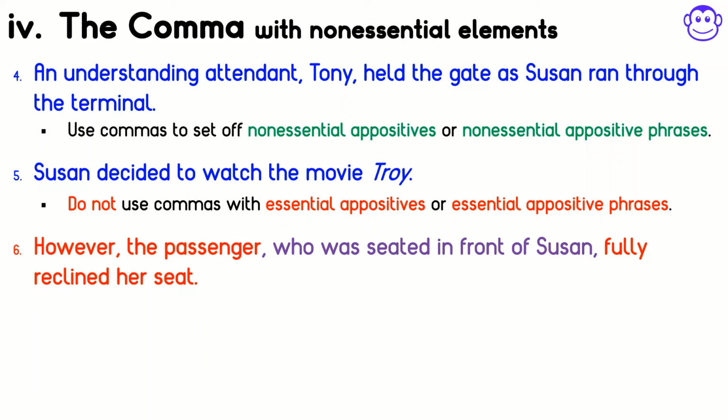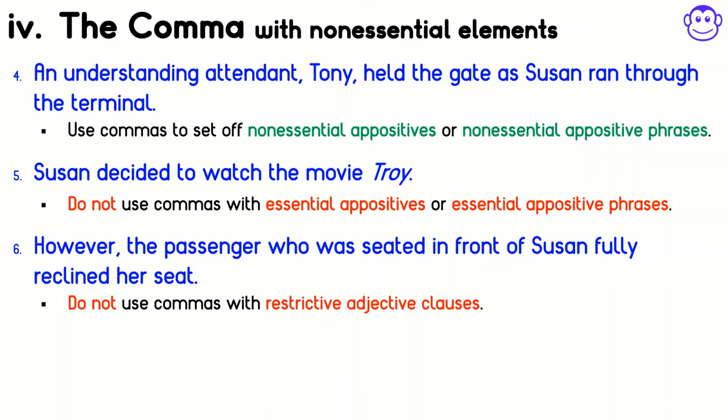And the non-essential adjective clause implies that out of all the seats on the plane, this single seat-reclining passenger decided to sit in front of Susan. I am certain that this was not the case, and so clearly the adjective clause is essential to the message.